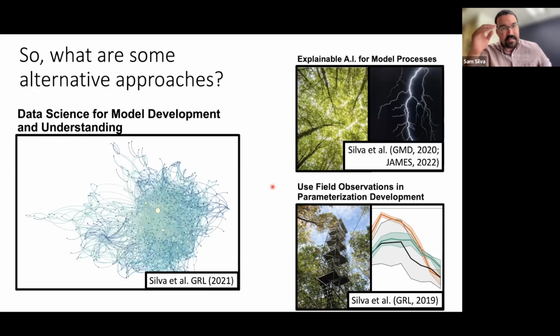And then lastly, a major effort that we've been focusing on right now in my research group, I have a couple of students working on this now, is just using some of these data science methods for model development and understanding, in particular as it relates to applications of graph theory and network analysis to try to understand atmospheric chemical reactions.